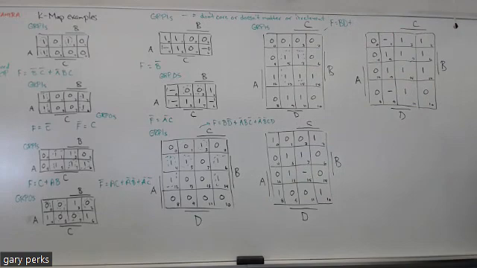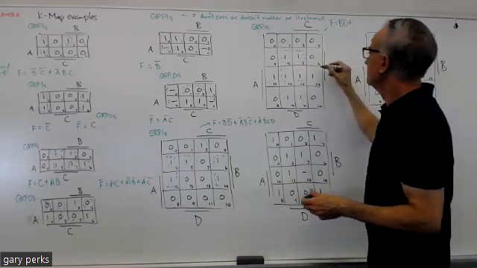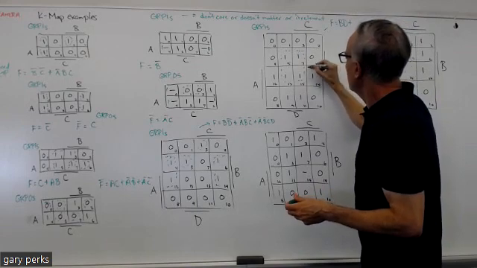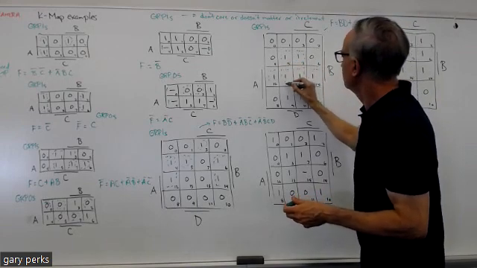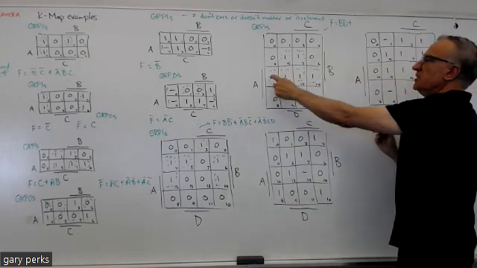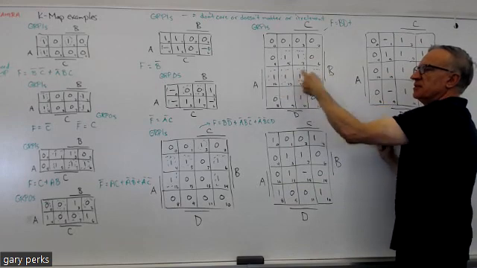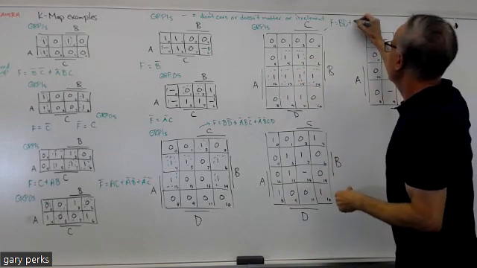12, 13, 15, 14. Yeah, you could do that, right? Because again, you can overlap. So we could do this row right here, 12, 13, 15, 14. What's common to this 4 grouping? A and B. So we have AB.